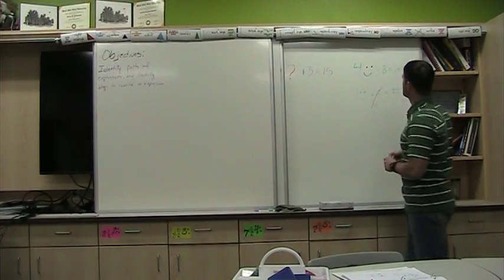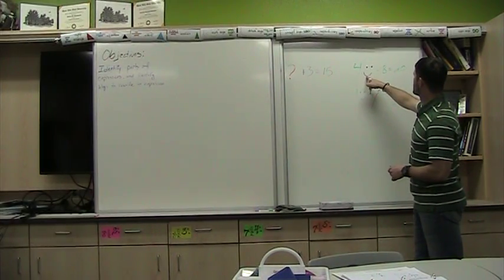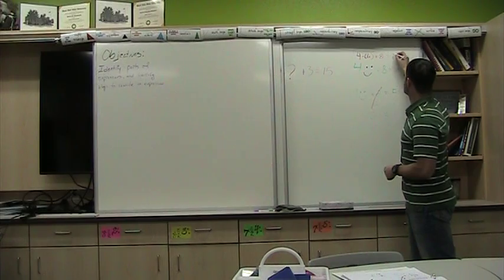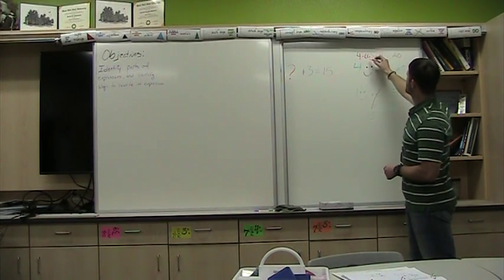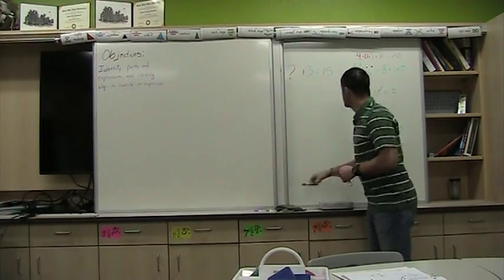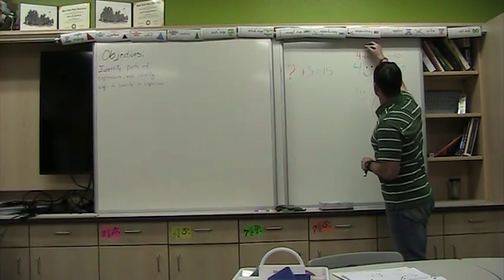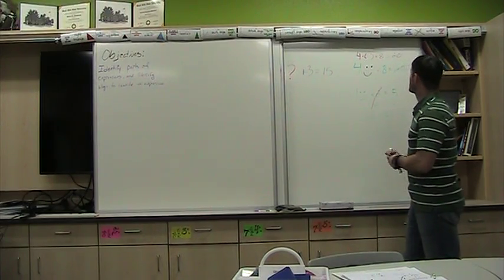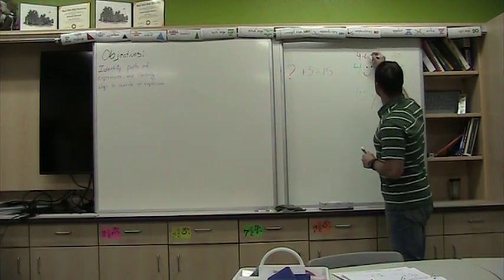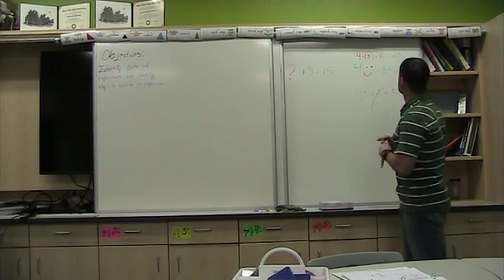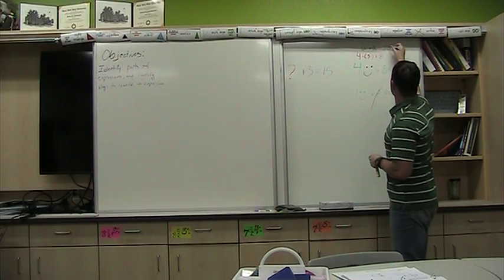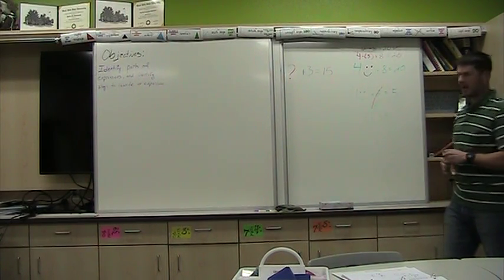Now, if we plug that back in to the original expression, we have 4 times 6 plus 8 equals 20. 4 times 6, excuse me, this is a 3. 4 times 3 equals 12. 12 plus 8, that equals 20. So we know that that checks out.